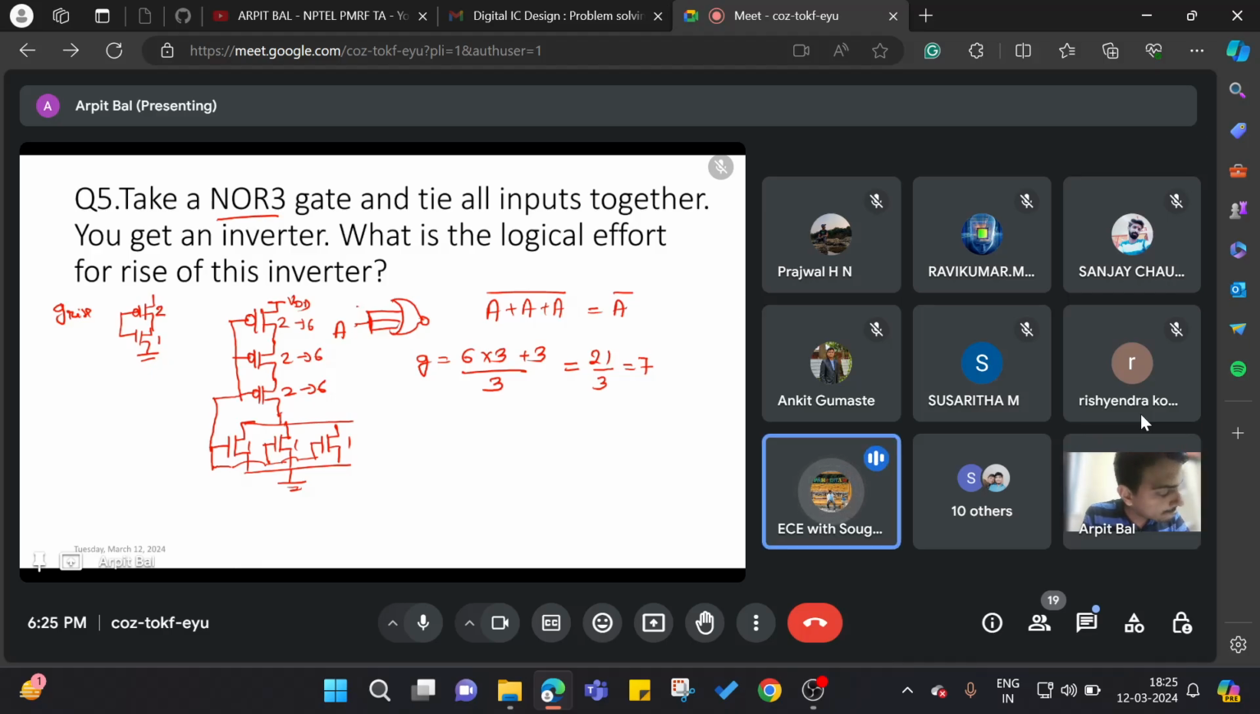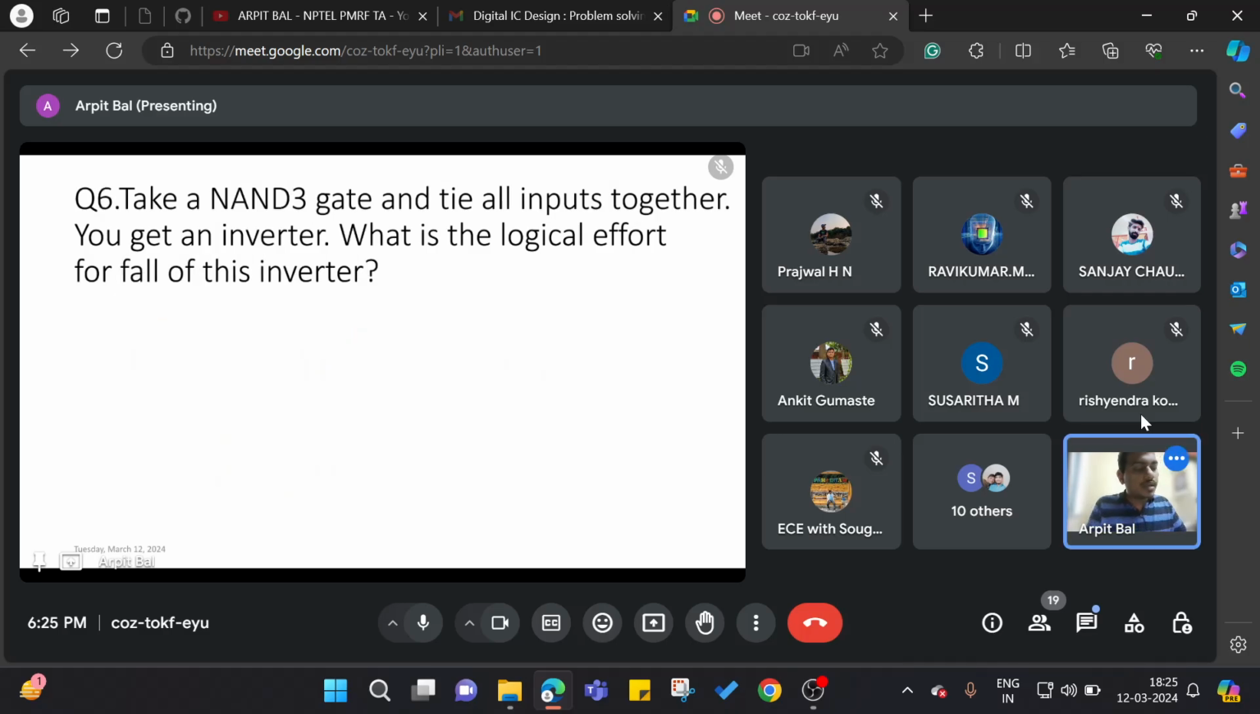In this case, we are using the unskew inverter, that means 2 and 1, because nothing is mentioned to use the high skew or low skew. Yes, correct. Sir, for low skew you are saying 1 and 1 by 2 for PMOS and NMOS respectively, then for the G rise 1 by 3. Okay, sir. So similarly, try to attempt.